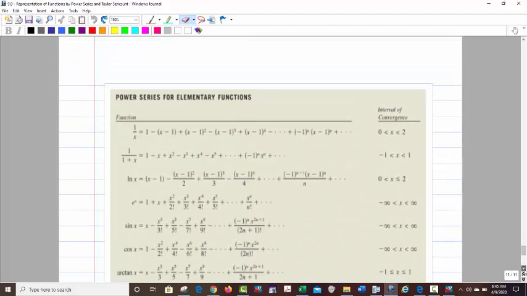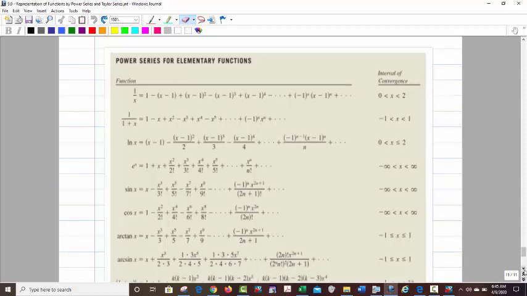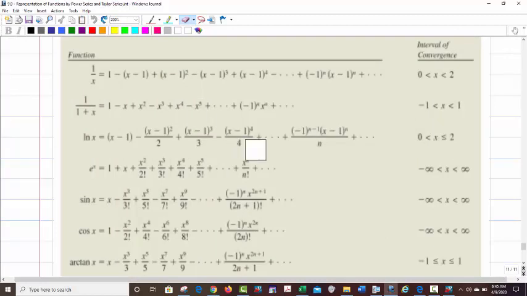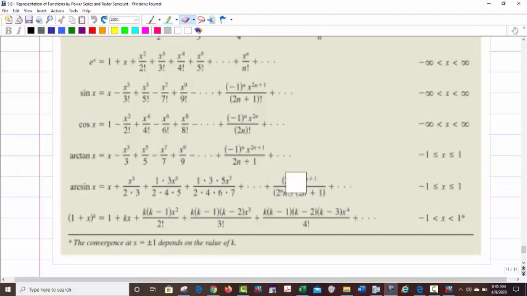And here's a list of some common functions and their power series. You don't have to know these, and if I was ever to ask a question involving something to differentiate or do whatever, I would give you that starting series to work with. So here's e to the x, that's x to the n over n factorial. Here's sine and cosine that we worked with. Arctan, we talked about that one earlier. Arcsine's kind of an ugly looking one.